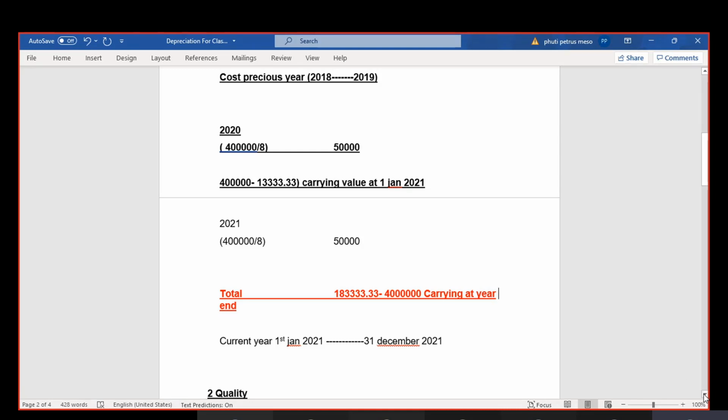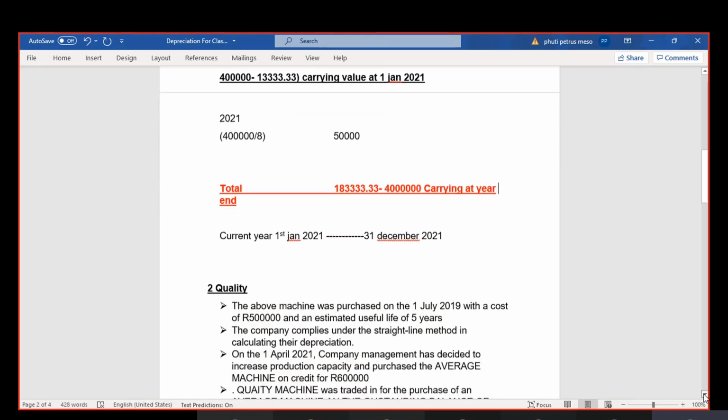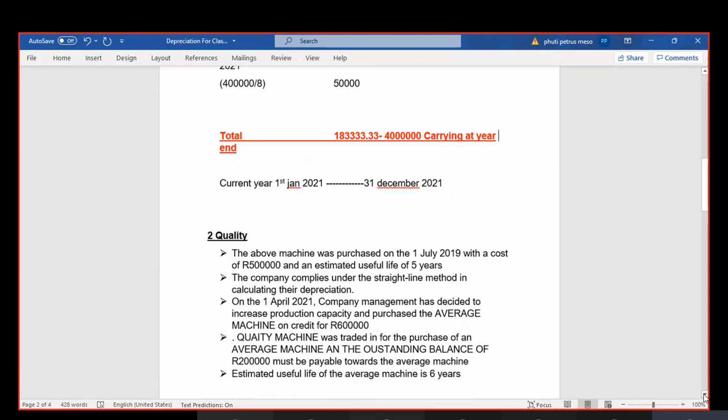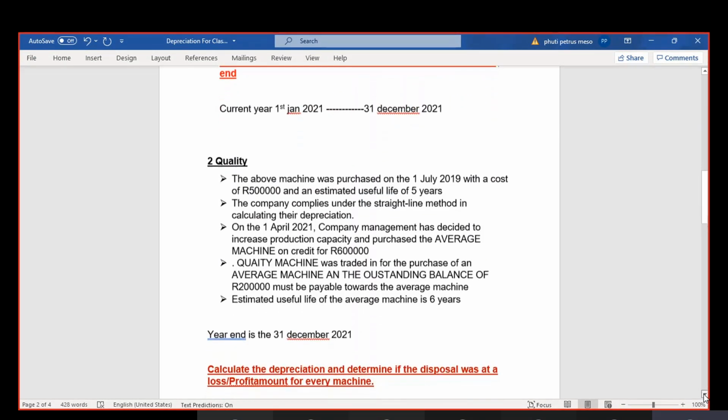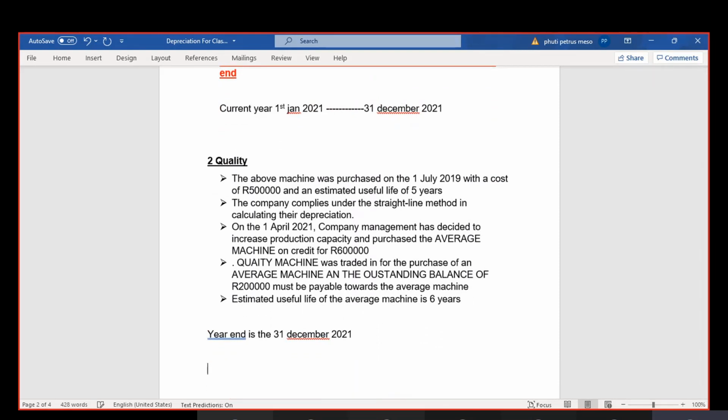But we have calculated our depreciation for the first machine, which is standard, and the accumulated depreciation for the standard as well as the current year depreciation for the same asset. Okay, then let's come to this one now. Quality machine. We're going to calculate the depreciation here as well.